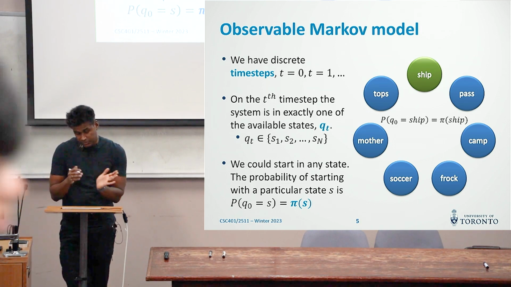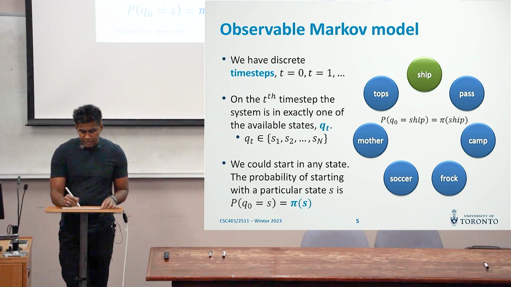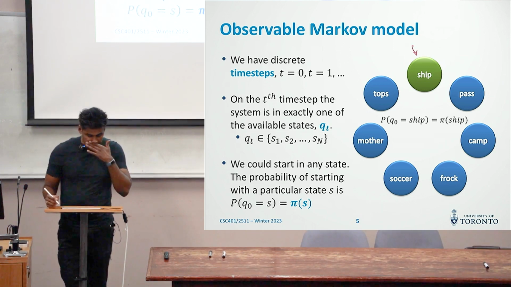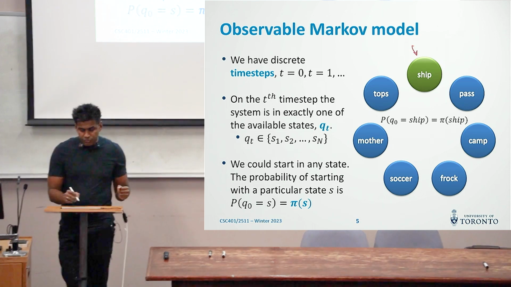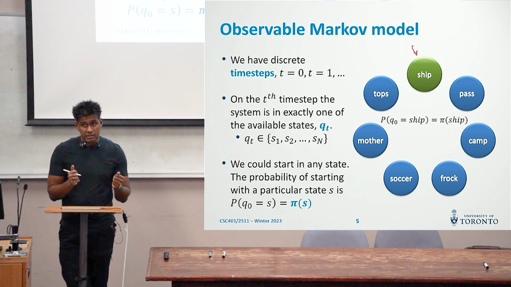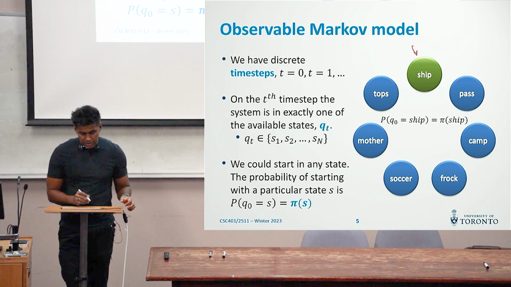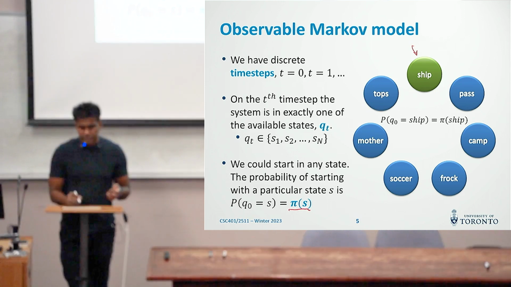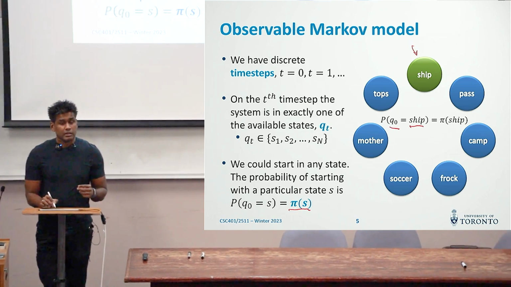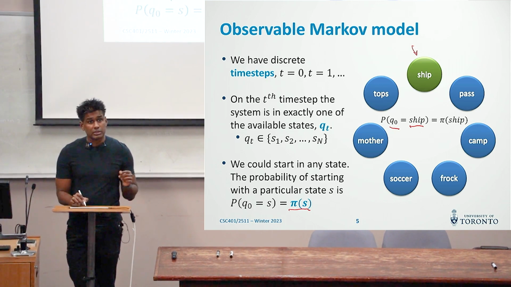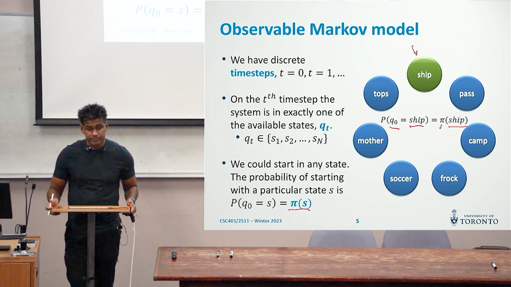So in this example, in the figure on the right-hand side, we are observing the word ship at time step t equals 0. And then we have n different states, and we can start from any state. There's a variable that we use to denote this start, the initial probability, which we denote by pi. So in this example, the probability of observing ship in the first time step, t equals 0, is given by the initial state probability distribution pi, and then ship. Okay, that makes sense?